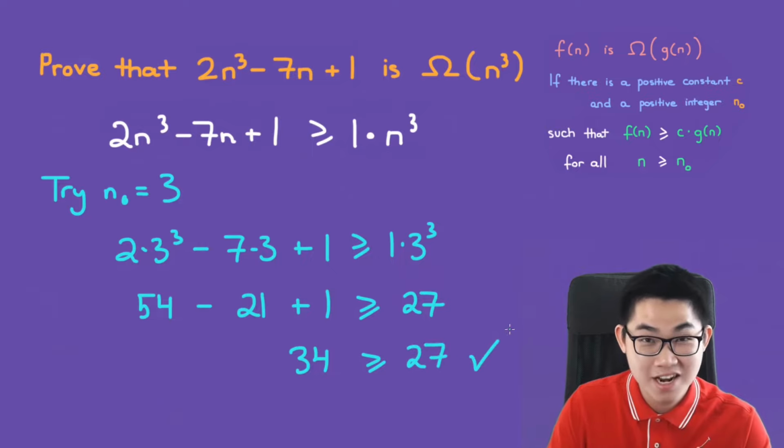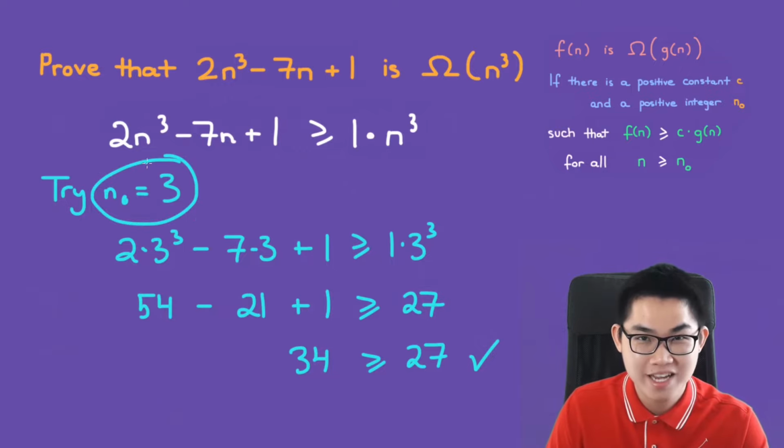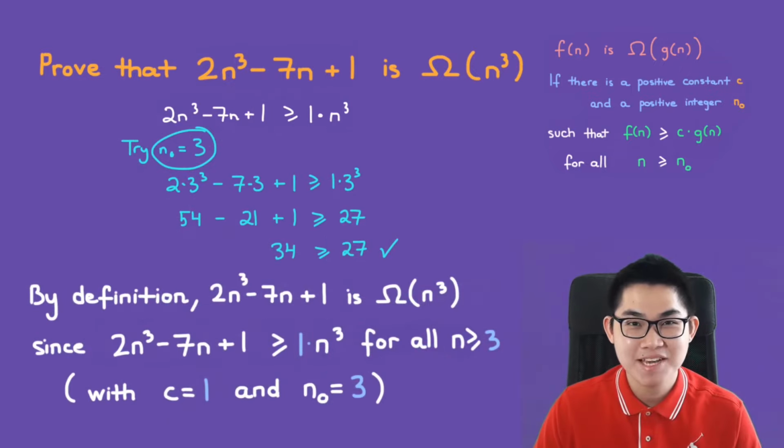And so this inequality here is true, and therefore n naught will be equal to 3. And the last step is to write the conclusion. So by definition, 2n to the power of 3 minus 7n plus 1 is big omega of n to the power of 3, since our function is greater than or equal to 1 times n to the power of 3 for all n greater than or equal to 3.